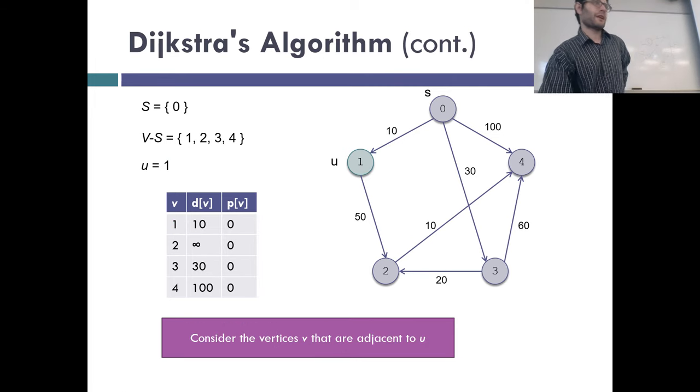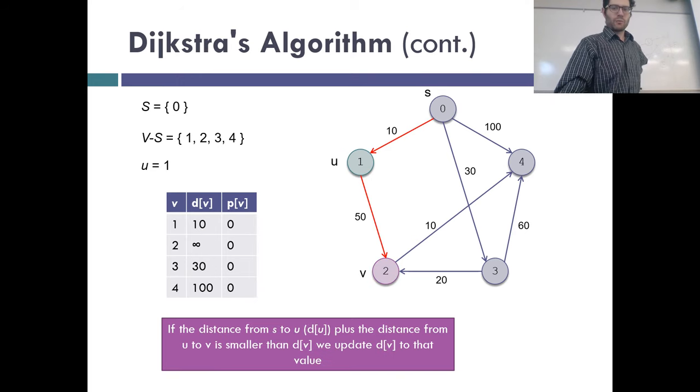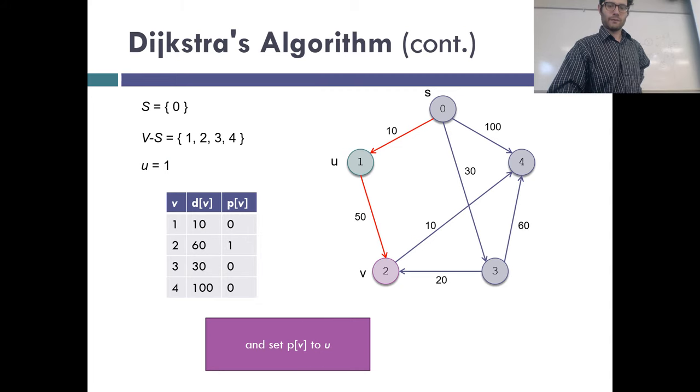So now that we know the shortest distance for 1, and we've confirmed that it's the shortest distance for 1, we're going to see if going through 1 gives us any additional information on how to get somewhere. So it costs 10 to get to 1, and there's an edge 1 to 2. So if I go through 1, it costs me 10, and then to go from 1 to 2, that's 50. So the distance to get to 1 plus the distance to get to 2, that's a total cost of 60. So the question is, is 60 less than infinity? Yes, it is. So I'm going to update 2 with 60 and say I got to 2 at a cost of 60 by going through 1.